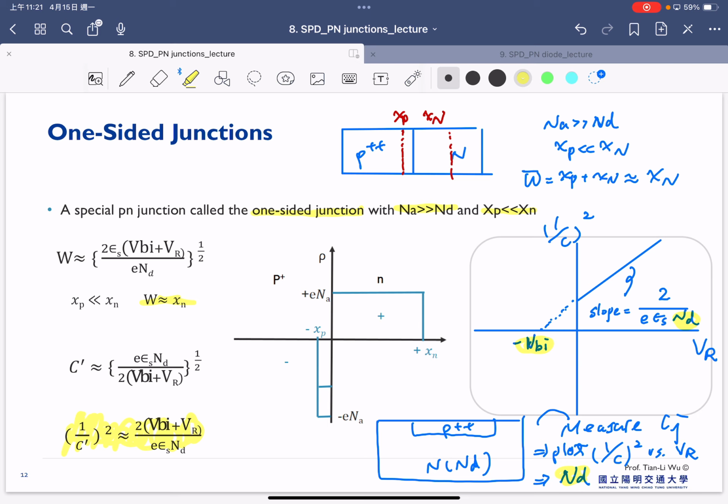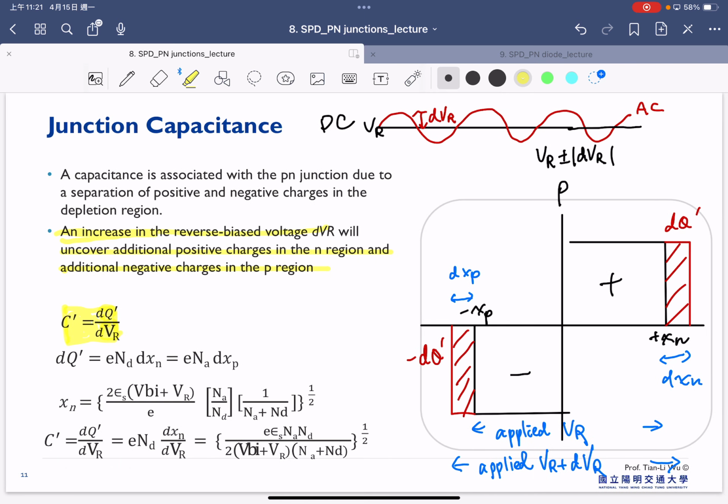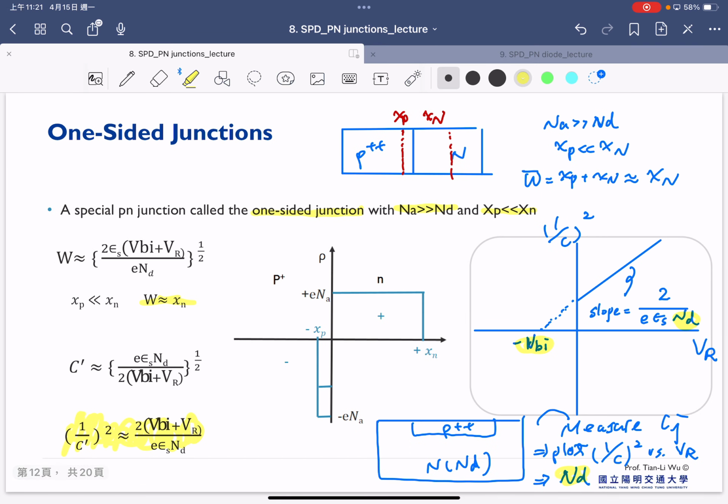So that's our purpose. That's why we have to introduce the relatively complicated concept related to the junction capacitance. I believe if you are following the slides, you're pretty confused. Why do we have to understand the junction capacitance? Because the goal is in this slide. We need to use this one-sided junction, this kind of special junction, to help analyze the doping concentration.